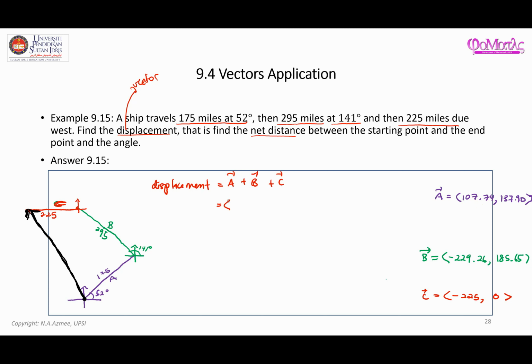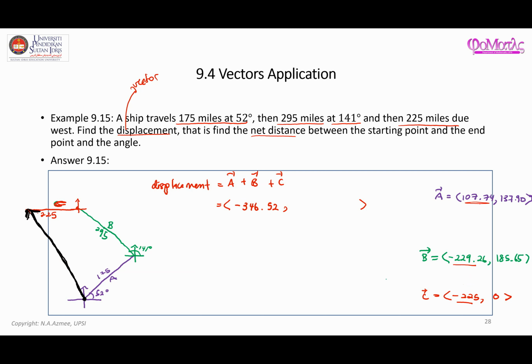So we can talk about the first component. For the first component, you add up this and this and this. So the result of 107.74 plus negative 229.26 plus negative 225, and the answer that you will get is negative 346.52. So that is the first component, the x component of displacement. So this is the vector you're talking about, the displacement vector.